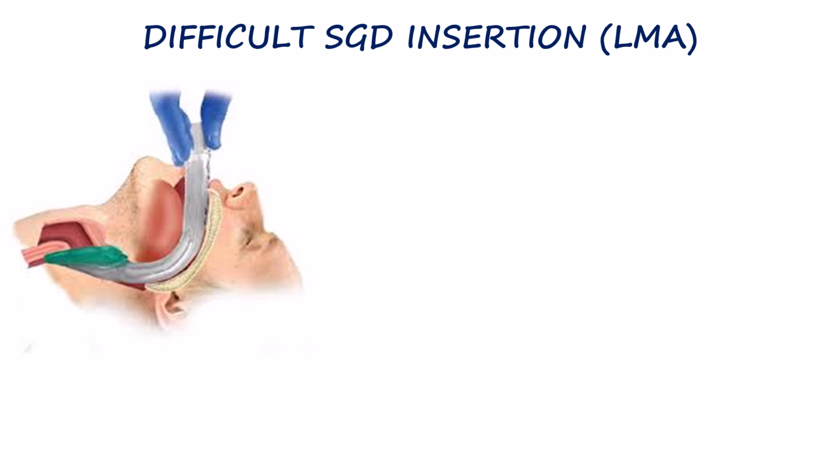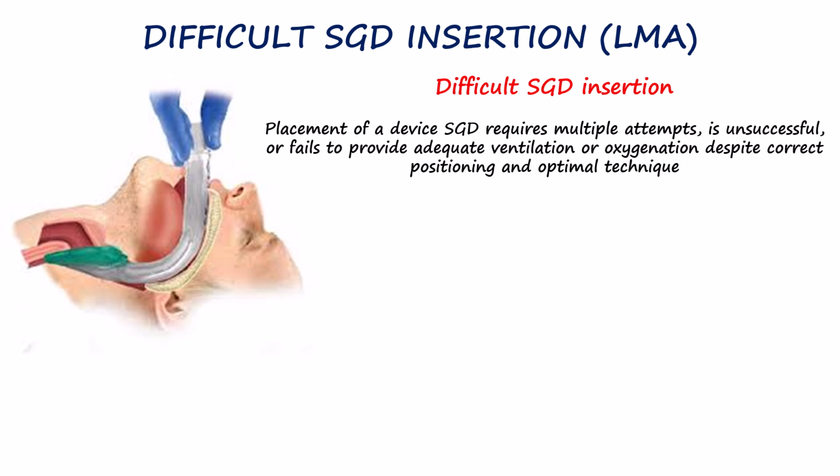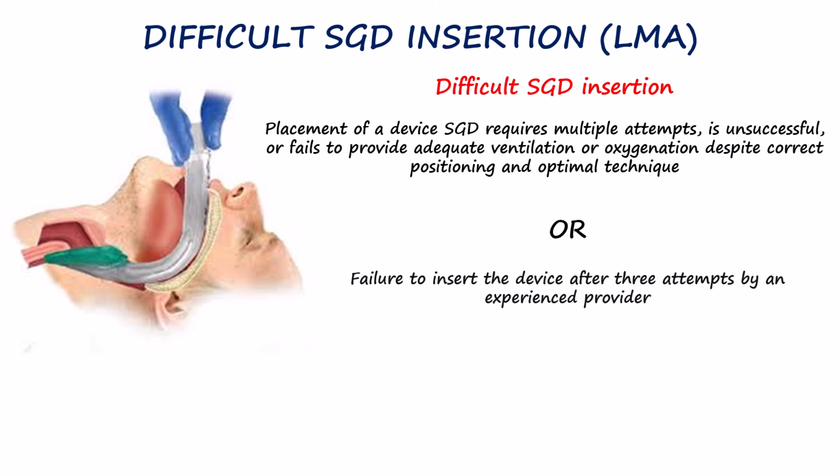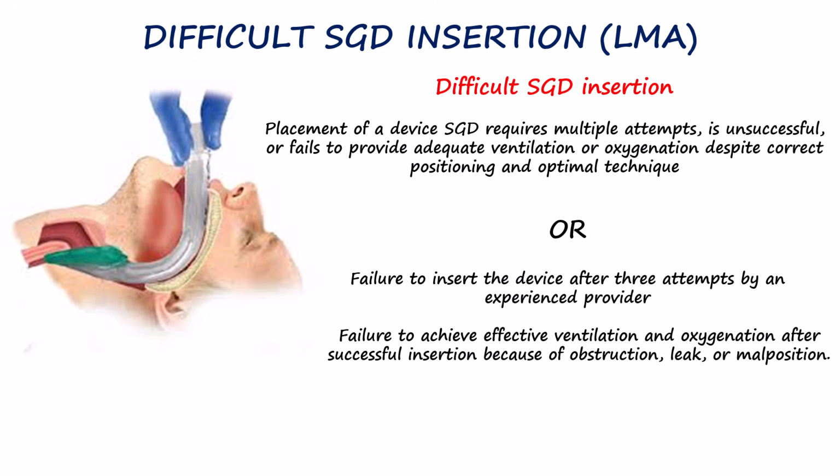Difficult supraglottic airway insertion is generally defined as a situation in which placement of a device such as a laryngeal mask airway requires multiple attempts, is unsuccessful, or fails to provide adequate ventilation or oxygenation despite correct positioning and optimal technique. Some authors refine this further, describing it as failure to insert the device after 3 attempts by an experienced provider, or failure to achieve effective ventilation and oxygenation after successful insertion because of obstruction, leak, or malposition.